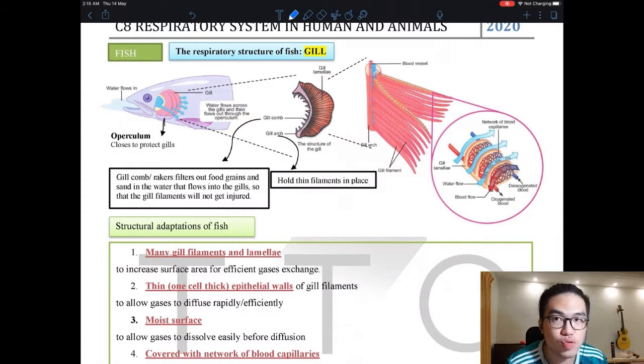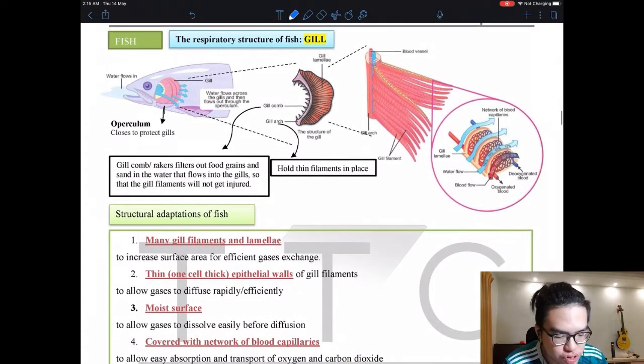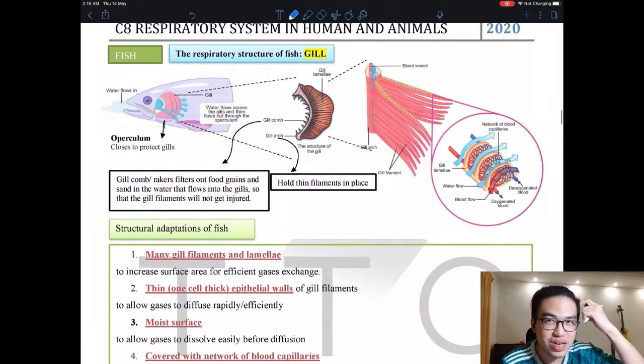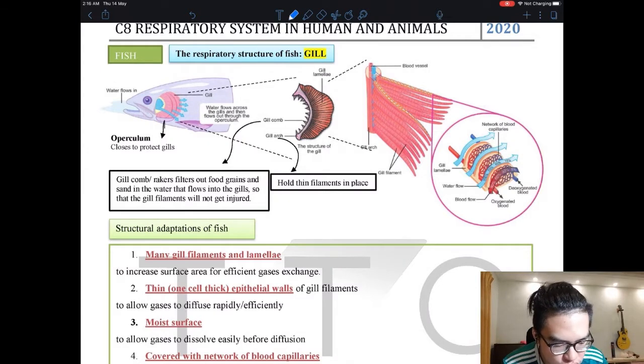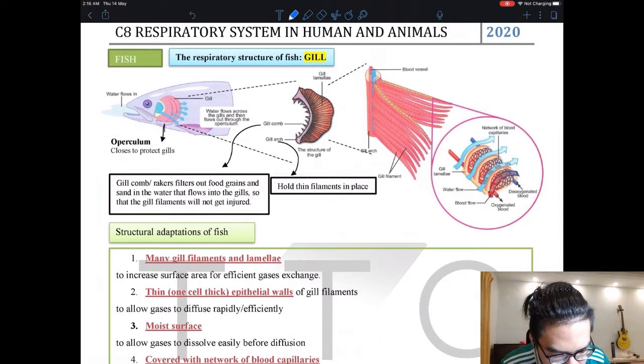It is almost as good as the human one. But the difference is it works in water. Lungs don't. Okay, let's talk about the structure of gills. You have really learned this in Form 3. I especially remember this. So you have the one big structure.